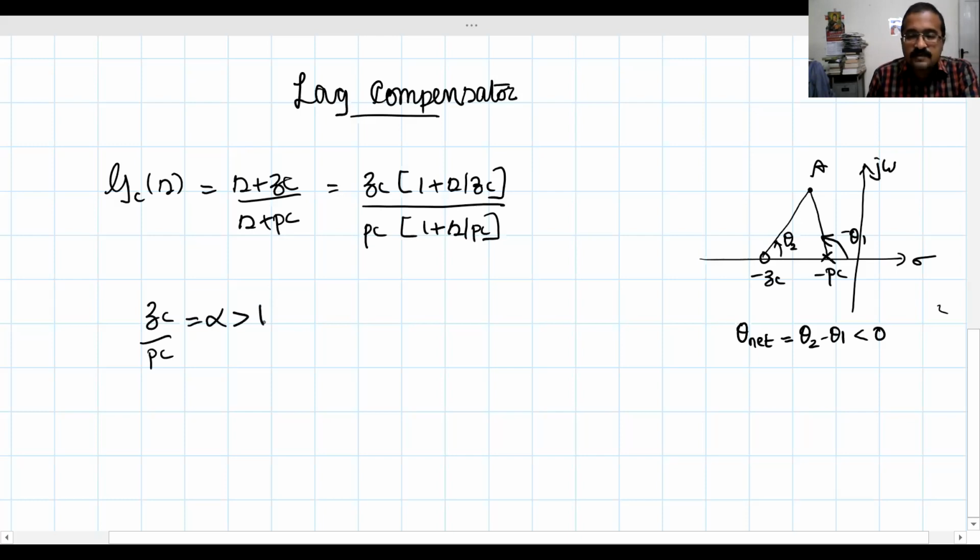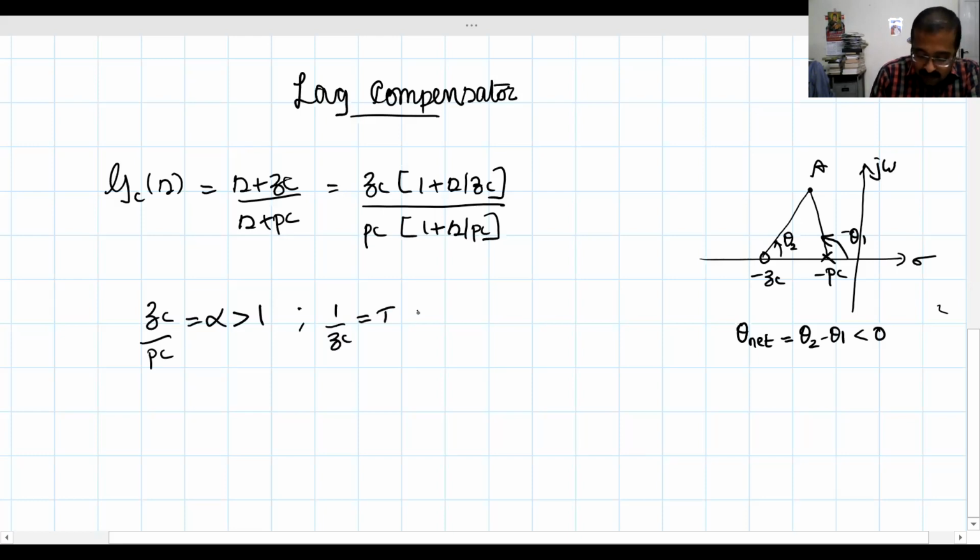What's the advantage of specifying alpha greater than 1? It means that it will ensure that always the 0 of the compensator lies to the left side of the compensator pole. So this condition ensures that always the 0 of the compensator lies to the left side of the compensator pole. Right. Now let me define 1 by ZC as T.